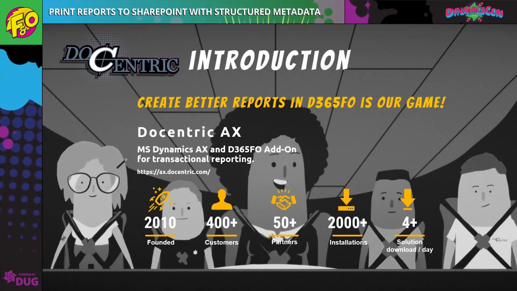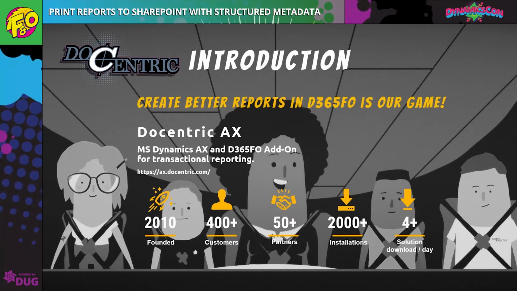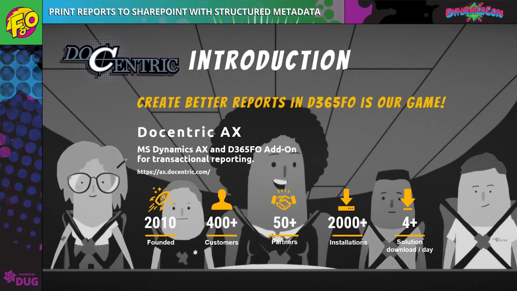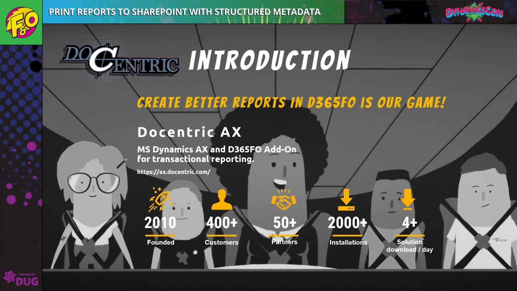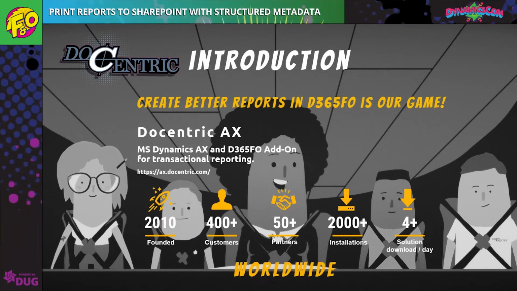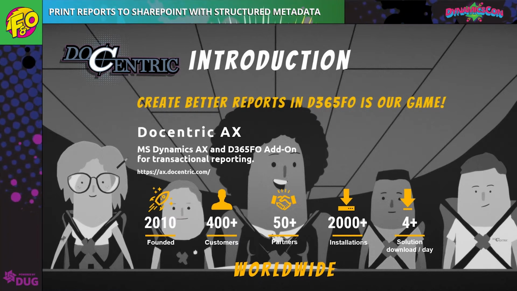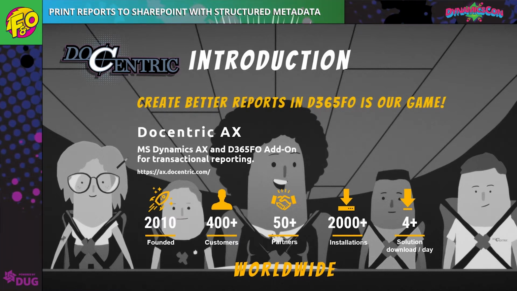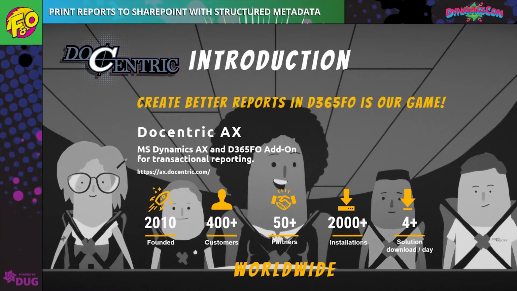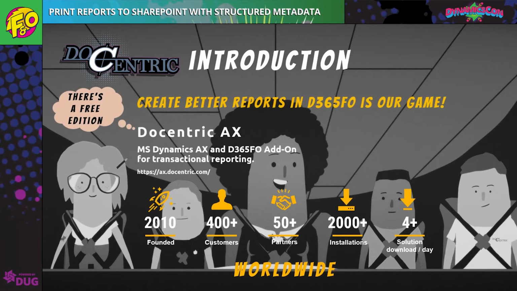So here at DoCentric, we are specialized in reporting and document automation. Our mission is to create better reports and offer a complete Dynamics 365 for finance and operation reporting solution. When it comes to creating, printing, emailing, distributing, and archiving business documents, thousands of end users, consultants, and developers worldwide have come to rely upon DoCentric. We are there for over a decade and provide you with an efficient report designer for your business documents and solve the limited document distribution features in the standard solution. And today I will show you the power of our product called DoCentric AX.